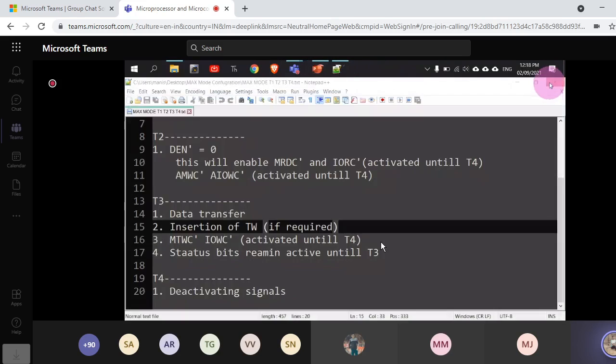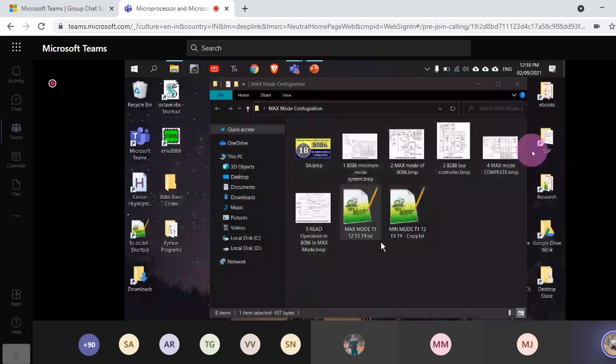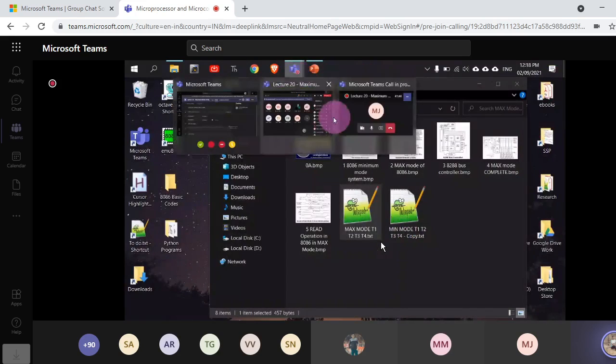So any doubts in this so far? Because there is nothing special about this. This is just theoretical content. So if you have any theoretical doubts, you all may ask.